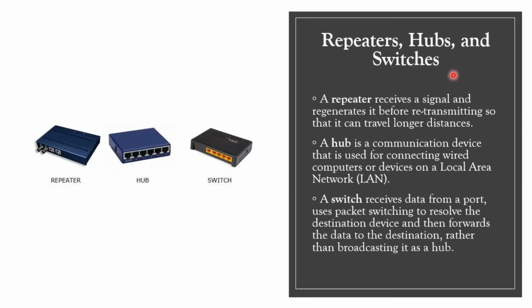We also have the repeaters, hubs, and switches. Try to look at the picture. So a repeater receives a signal and regenerates it before retransmitting so it can travel longer distance. A hub is a communication device that is used for connecting wired computers or devices on a local area network or LAN. A switch receives data from a port, uses packet switching to resolve the destination device, and then forwards the data to the destination, rather than broadcasting it as a hub.